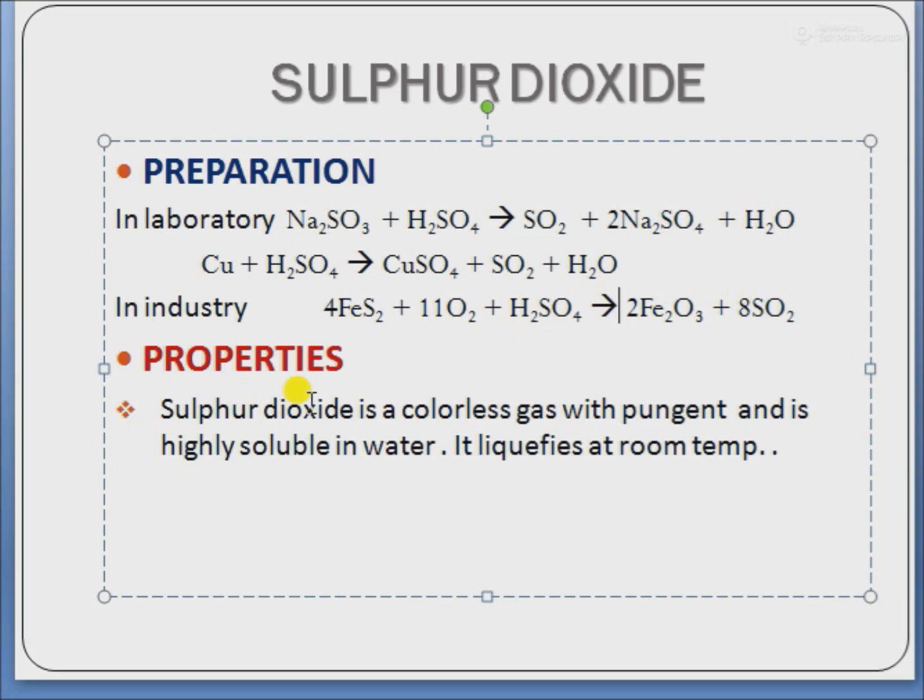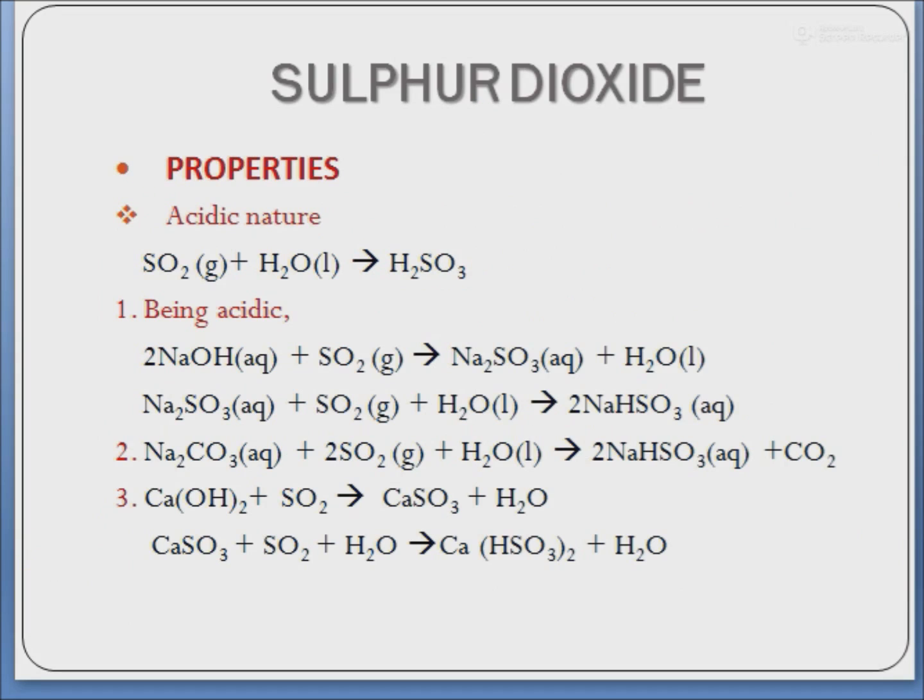Next are the properties of sulfur dioxide. This is a physical property. It is a colorless gas with pungent smell and is highly soluble in water. It liquefies at room temperature. Next are the chemical properties of sulfur dioxide.